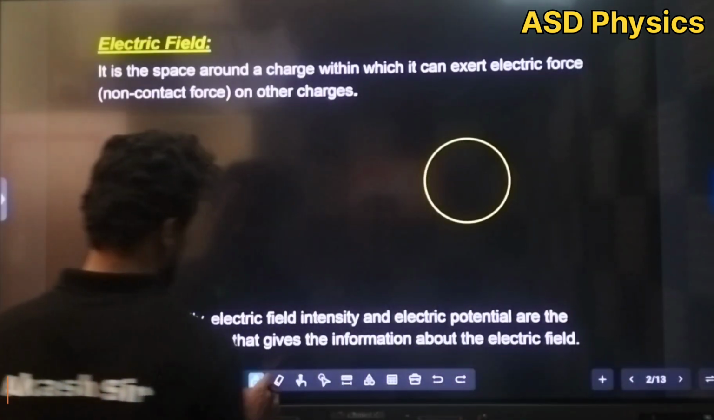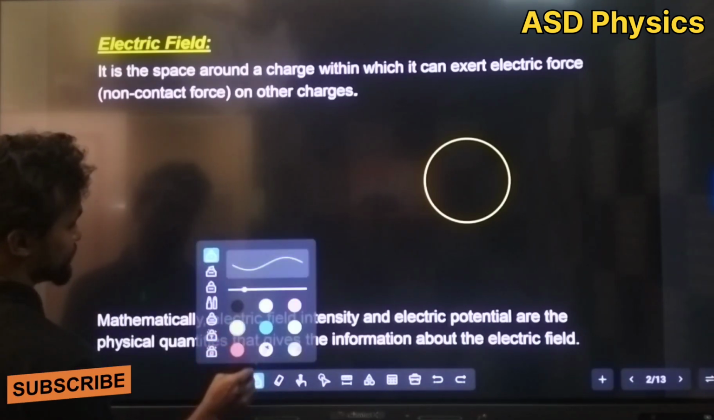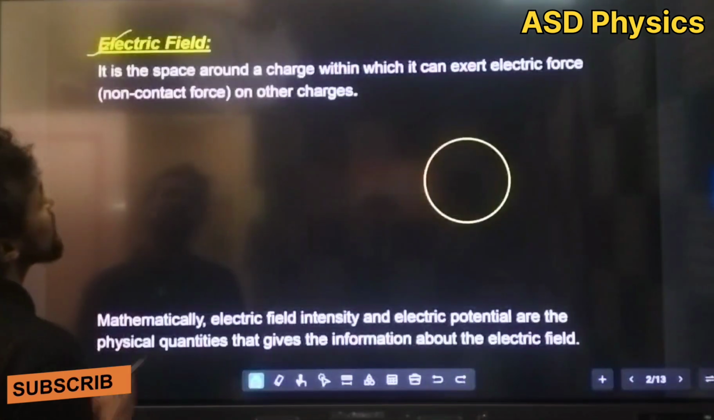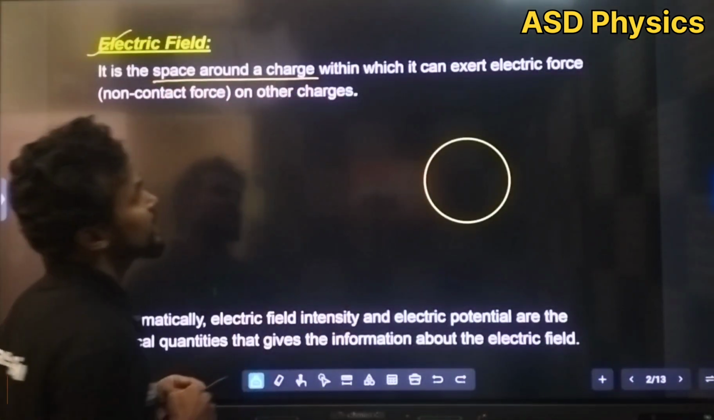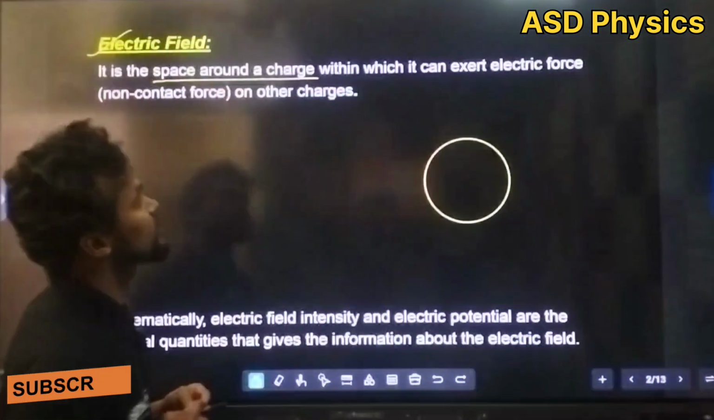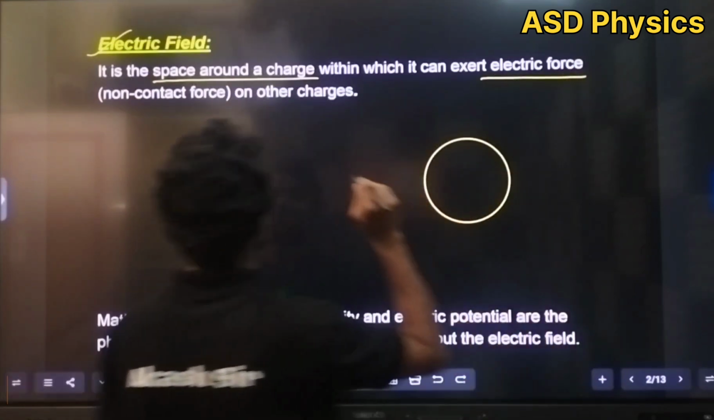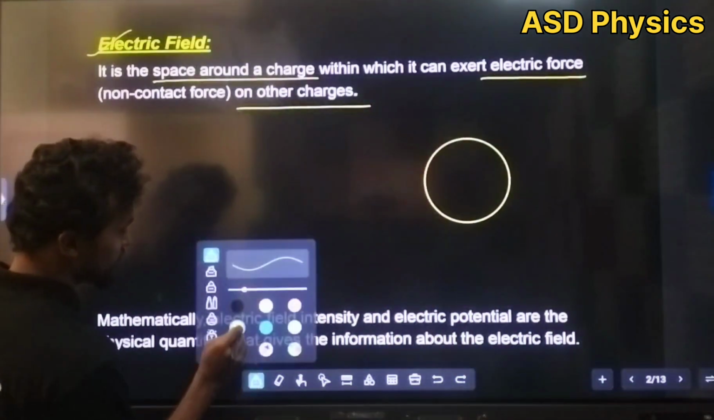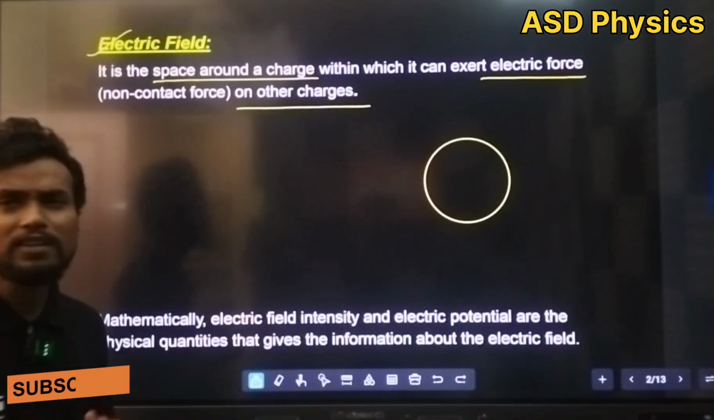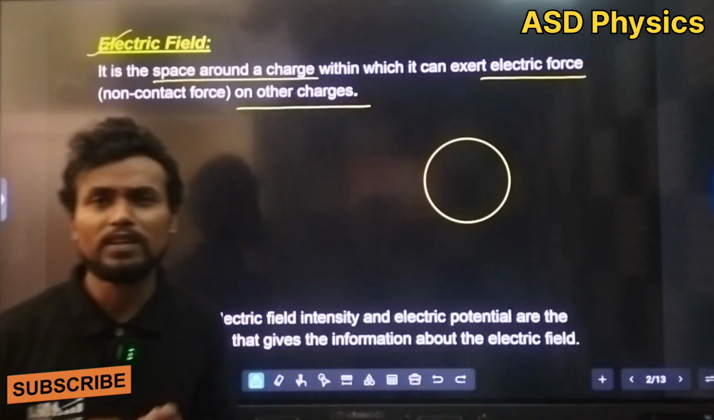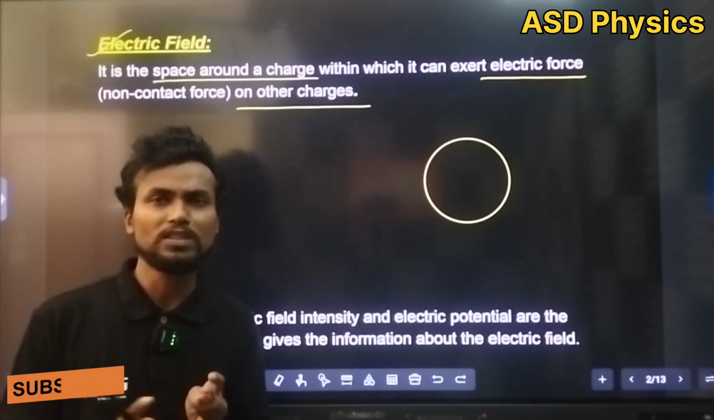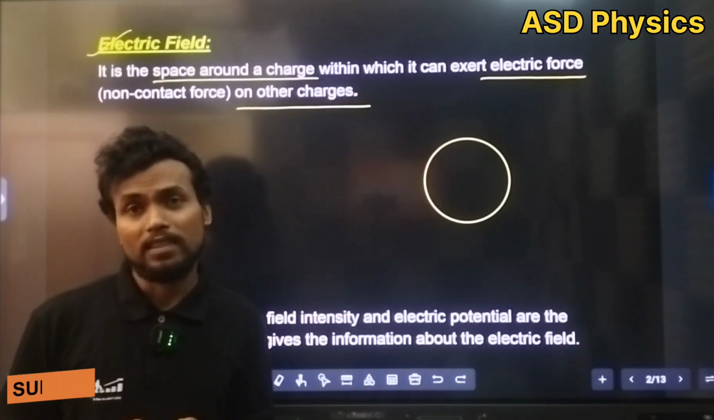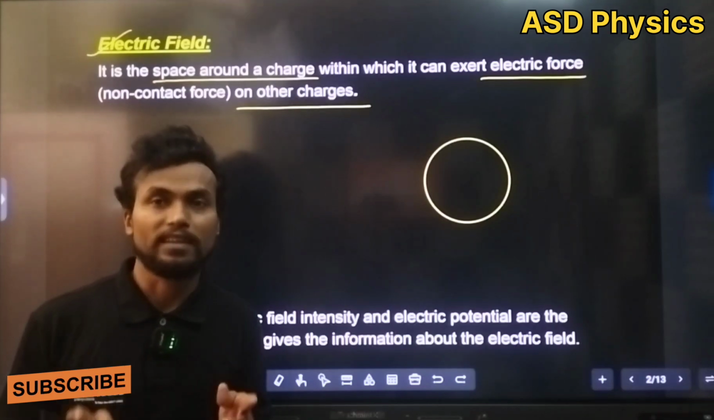So the first topic here is electric field. What is the electric field, students? It is the space around a charge within which it can exert electric force on other charges. Whenever we learn about the electric field, we will learn in terms of three things. First, how to draw the electric field lines. Second, calculation of the electric field intensity, and third, the electric potential.